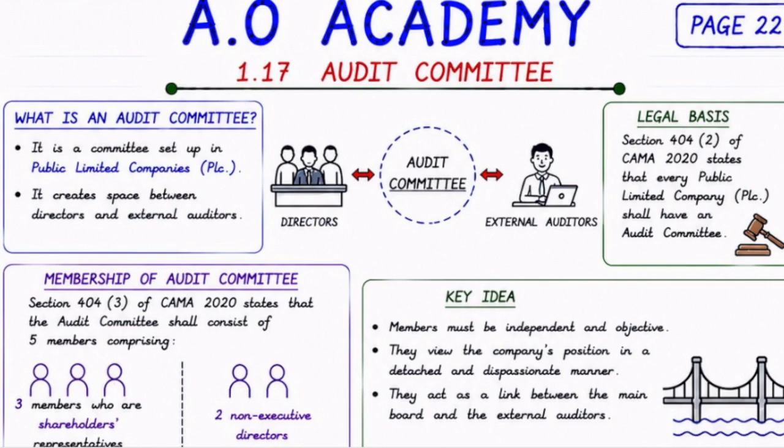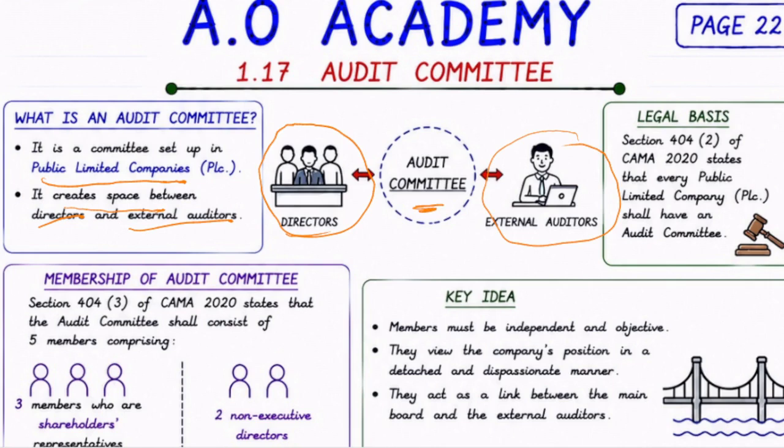What is an audit committee? An audit committee is a committee set up in a public limited company. This is very important. You can only find an audit committee in a public limited company. And what they do is that they create space between directors and external auditors. Okay, so we have directors, we have external auditors, and we have the audit committee in between.